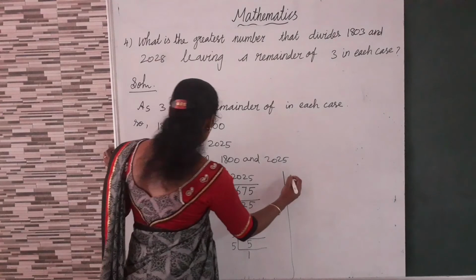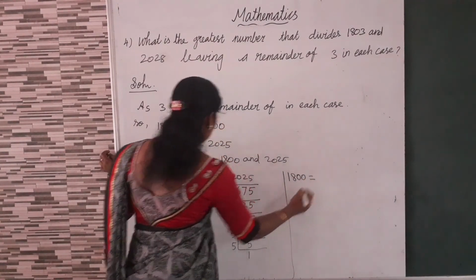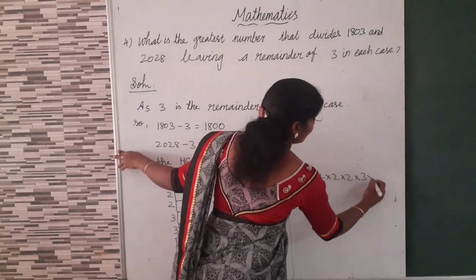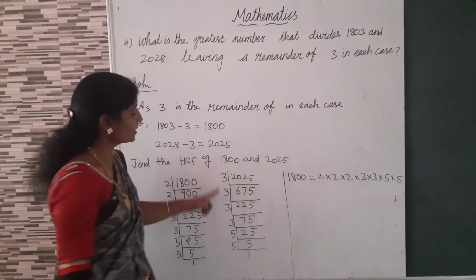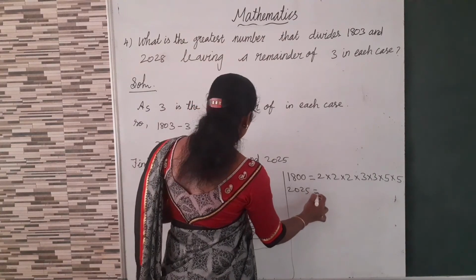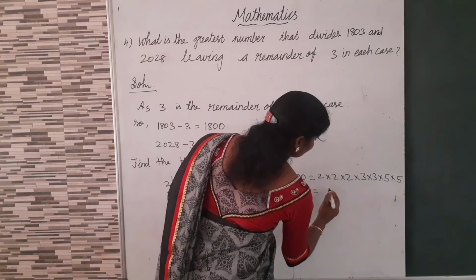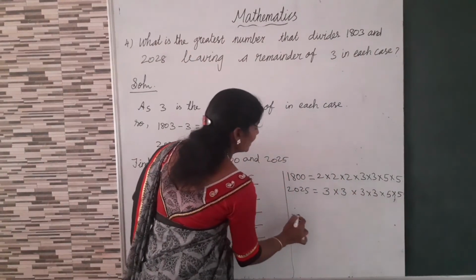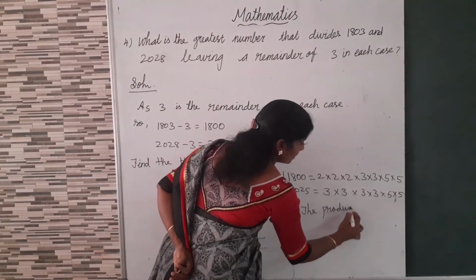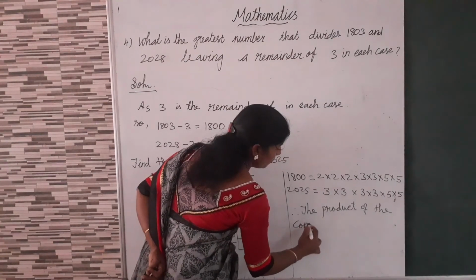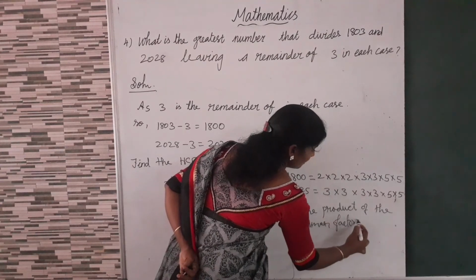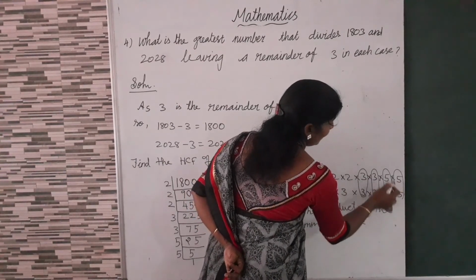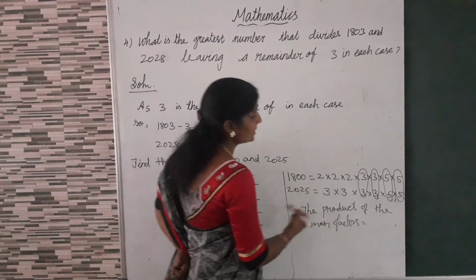Now we can write the prime factors of 1800 equal to 2 into 2 into 2, 3 times, then 3 into 3, 2 times, then 5 also 2 times. Then what are the prime factors of 2025? 2025 equals 3 into 3 into 3 into 3, 4 times, then 5, 2 times. Now we can write the product of the common factors. What are the common factors? Here 3 and 3 common, 3 and 3 common, 5 and 5 common, again 5 common. Here no common 2s. So we can multiply these common factors.